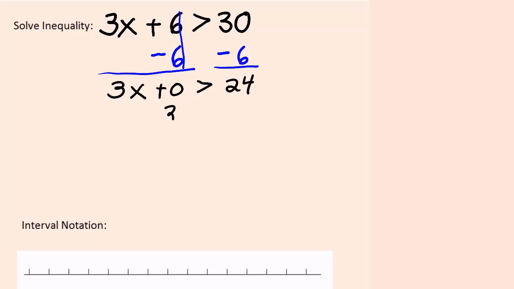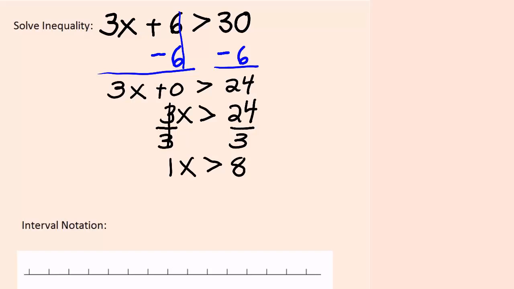Okay, we're following exactly the same steps as if we were solving an equation. 3x is greater than 24. Divide both sides by 3 in order to get 1x. There we go, that gives us 1x is greater than 24 divided by 3, which is 8. And since 1 times x is x, this will be x is greater than 8.